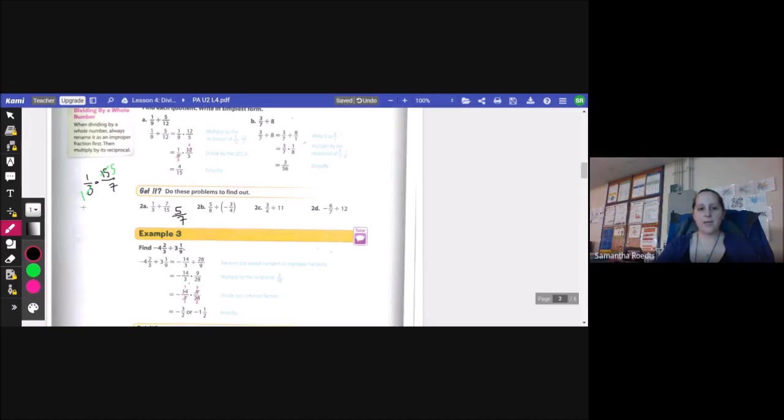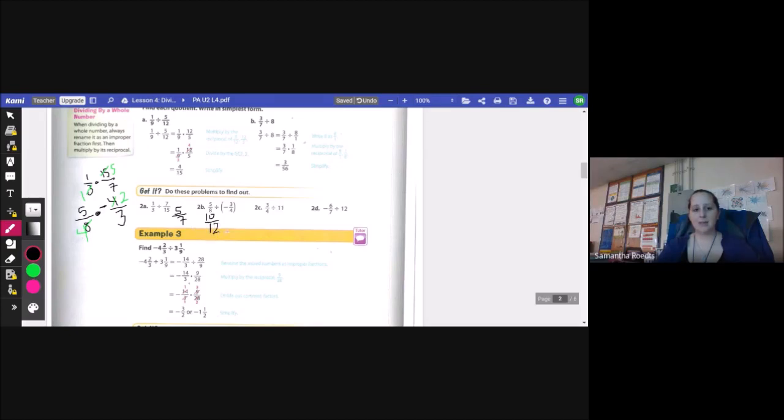Okay. For B, I have 5/8. Keep my first. Change my division to a multiplication sign, and I flip my second fraction. Remember, keep the negative sign the same. So -3/4 becomes -4/3. Okay. Again, I can cross simplify 8 and 4. 4 becomes 2. 8 becomes 4. So when I multiply, 5 times 2 is 10 over 4 times 3 is 12.